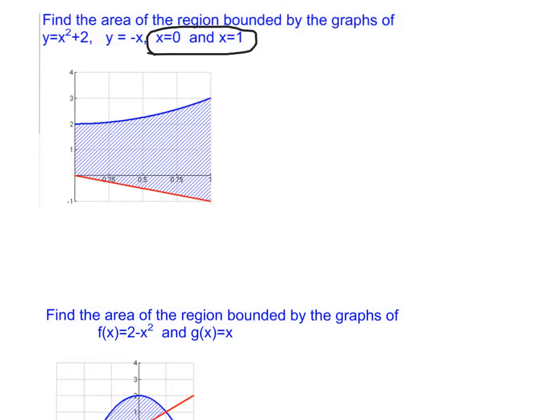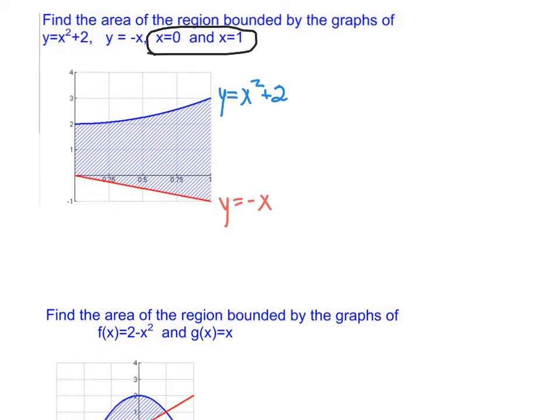Now let's identify these two graphs. The first function, y equals x squared plus 2, is of course a parabola that has been shifted up 2 units. So that seems to be our blue function right here. Y is equal to x squared plus 2. The other function, y equals negative x, is our linear function with a slope of negative 1 and a y-intercept of 0. So that's the red function on my graph.